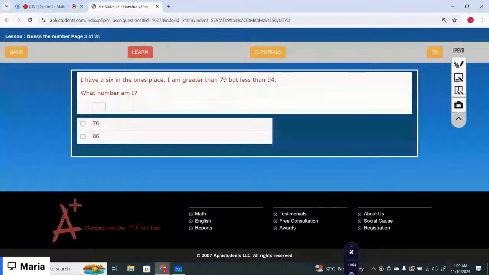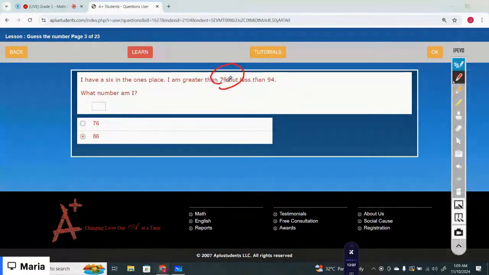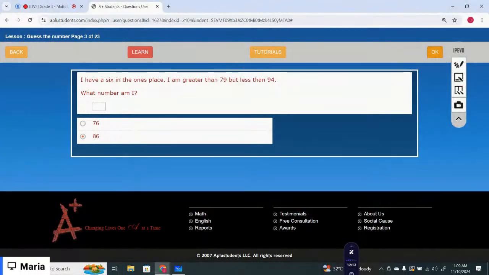I'm greater than 79, but less than 94. Which is the correct option? Very good. That is 86. Why not 76? Because the number is greater than 79 and 76 is less than 79. So the correct option is 86. Option number 2 is the correct option. Very good.